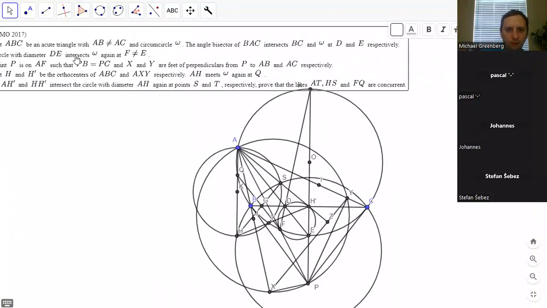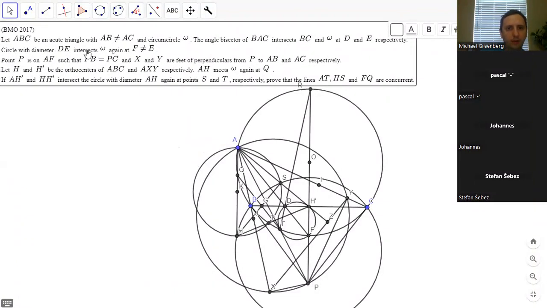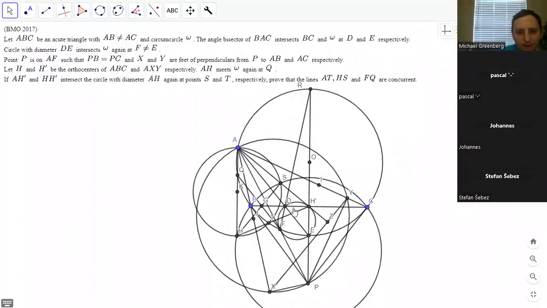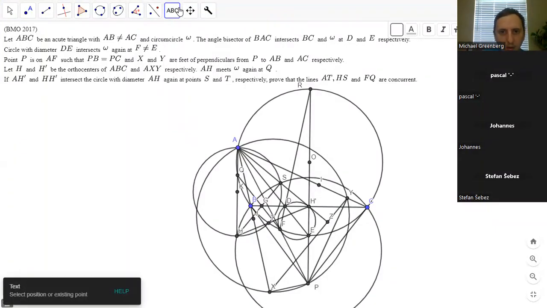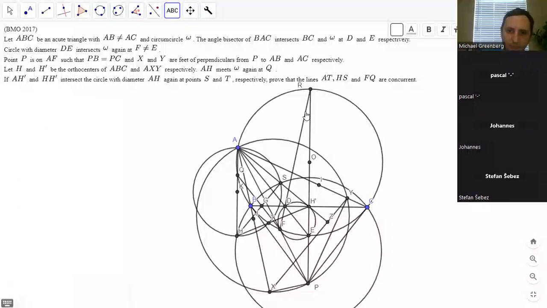So first we're using the lemma. So yeah, the first part of the problem is just silly. It's a well-known fact that AF is the symmedian, right? So therefore, P is the intersection of the tangents at B and C. So yeah, I'm going to get rid of R for that reason.